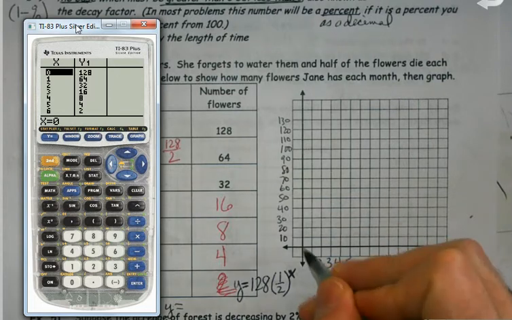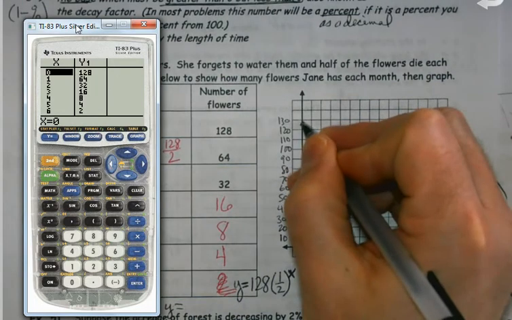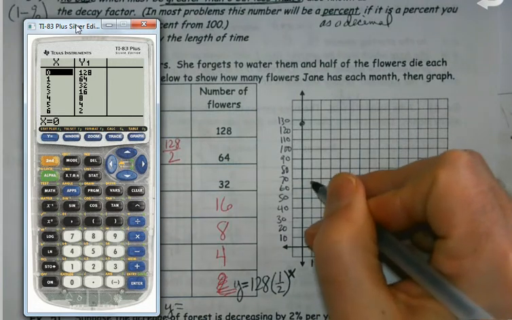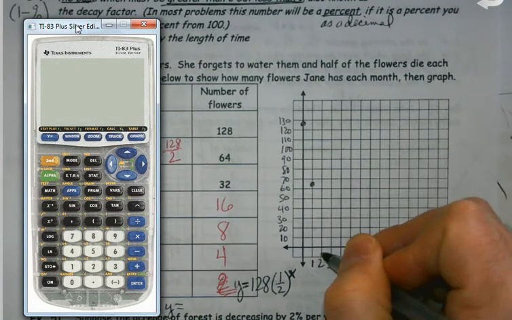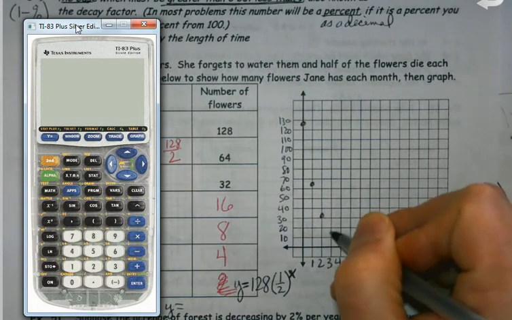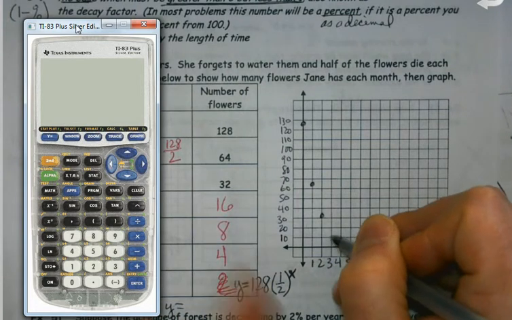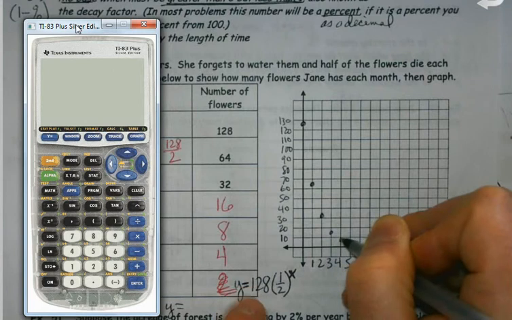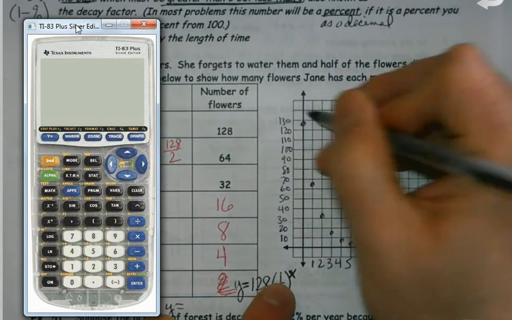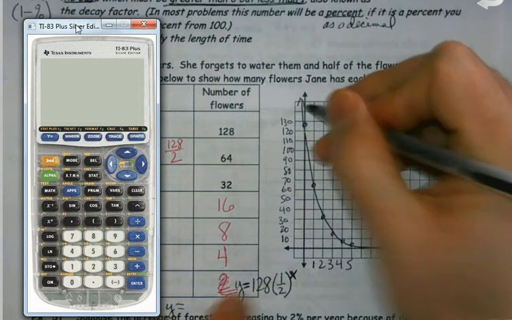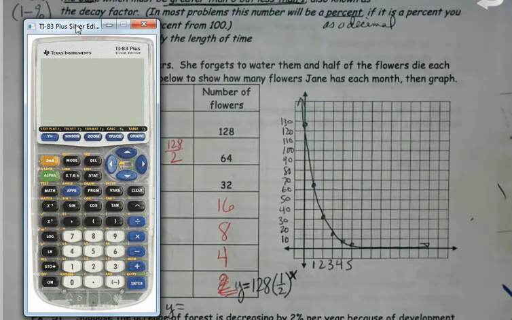So at 0, I'm at 128. That's awfully far up. At 1, I'm at 64. 2, I'm at 32. You're like, yeah, this is going down in a hurry. Yes, it is. 3, I'm at 16. 4, I'm at 8. And it comes from big and small, small, small, small, small. But it's never going to go less than 0. I mean, you can't have negative flowers. That doesn't make any sense.